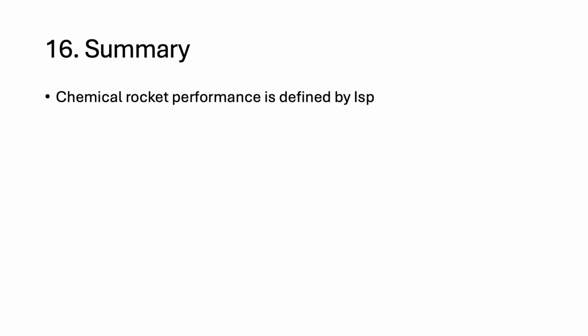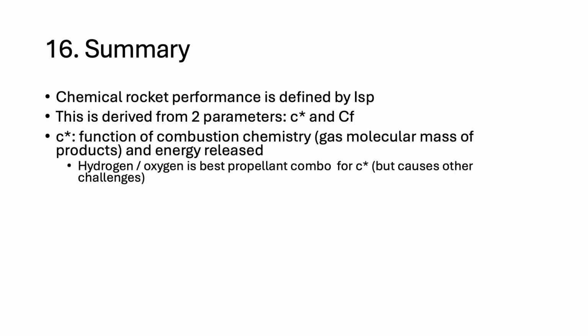To recap then, firstly, chemical rocket engine performance, which is different from electric engine performance, which we'll talk about in another class, is defined by ISP, or specific impulse. Specific impulse comes from two parameters, C star, characteristic velocity, and CF, which is thrust coefficient. C star is a function of combustion chemistry, the molecular mass of the gas, and the energy released. Hydrogen oxygen is a really good propellant combination for C star, but it's quite difficult to handle for all sorts of reasons, such as the propellants are cryogenic.